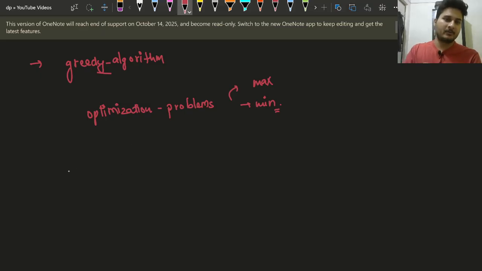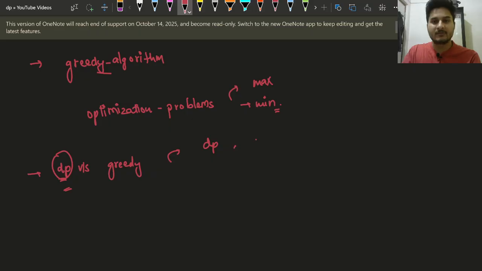So one thing to remember is that an optimization problem can be solved either using DP or using greedy, and by DP we mean dynamic programming. So how does a greedy approach differ from DP, right? In DP, what we are going to do is explore all the options and then arrive at the solution.